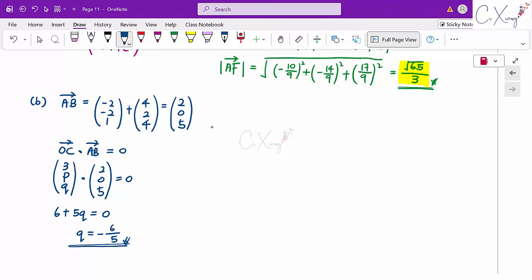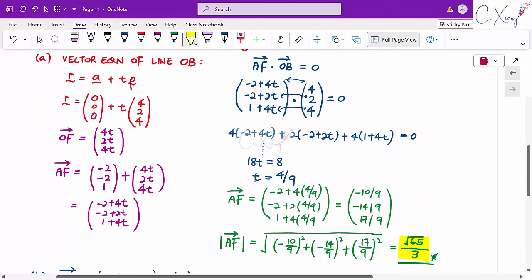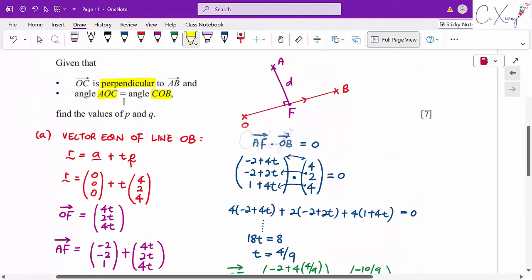Okay, then how can you get the value for P? You might need some other information to get the value of P, because here, if you have P multiplied with 0, you always get nothing with the P. So you successfully found the Q already. Then now let's continue to find the P. We have to use some other information to continue again. So the other information is this one. Angle AOC is equals to angle COB.